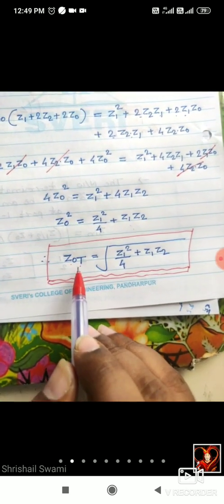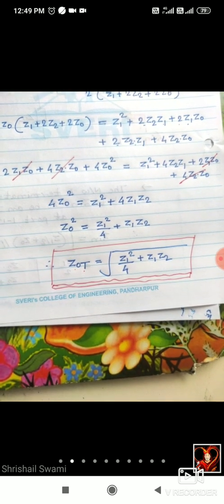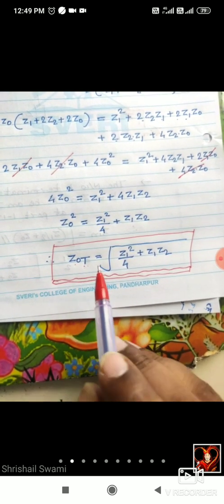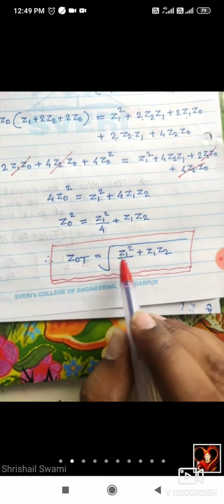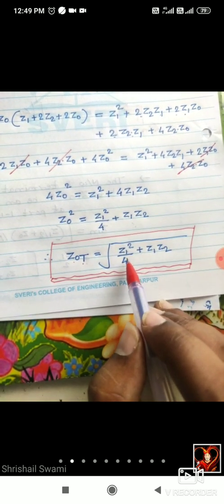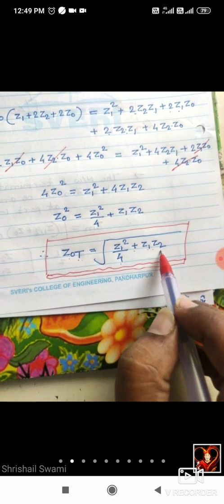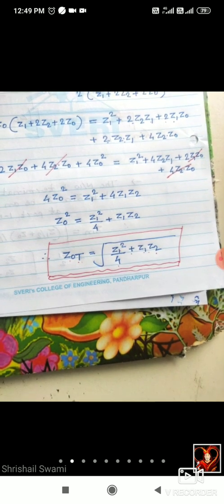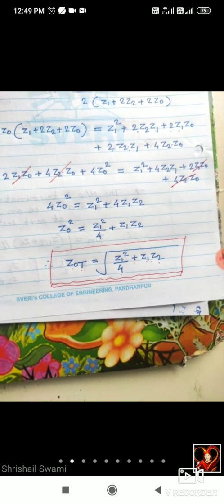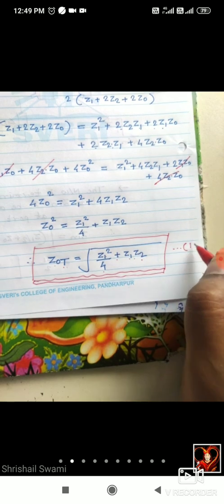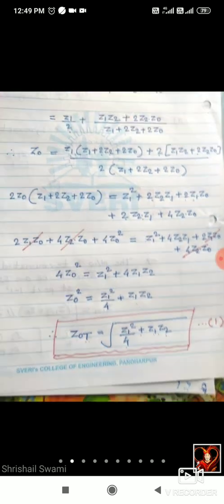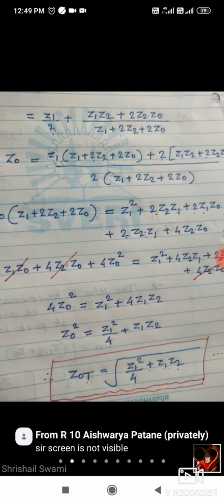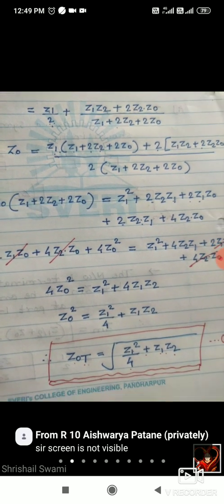So why is T taken here in the equation? Because it is related to the T filter network. Because it is related to what? The T filter network. That's why Z0T is equal to under root Z1 square divided by 4 plus Z1 into Z2. So this is called the characteristic impedance of a symmetrical T section network. So I will give the equation as 1. This is equation number 1. So any doubt in this derivation? It is a simple procedure.